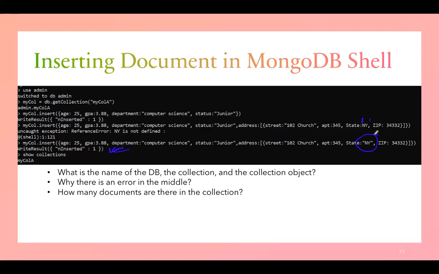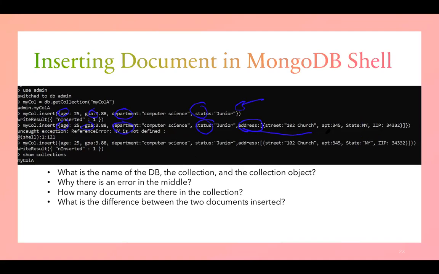I think that's clear what I mean by document and what I mean by collection, right? What is the difference between the two documents inserted? Do you see any difference, structural difference, schema-wise difference? Yes, the second one has a lot more keys. Okay, so we have age here, GPA here, department here. We have status here, but we don't have address in the first document.